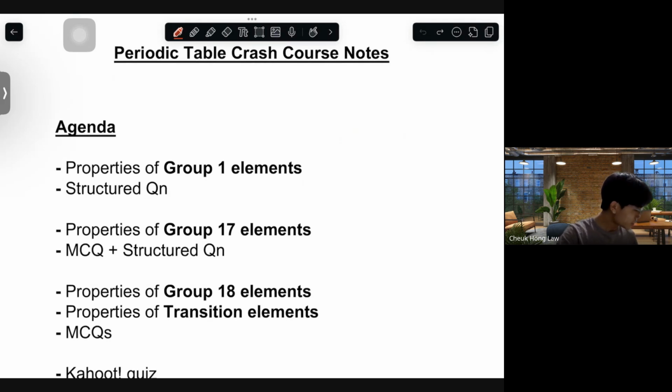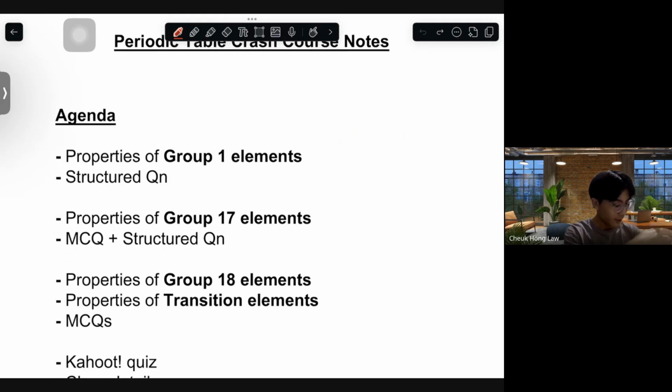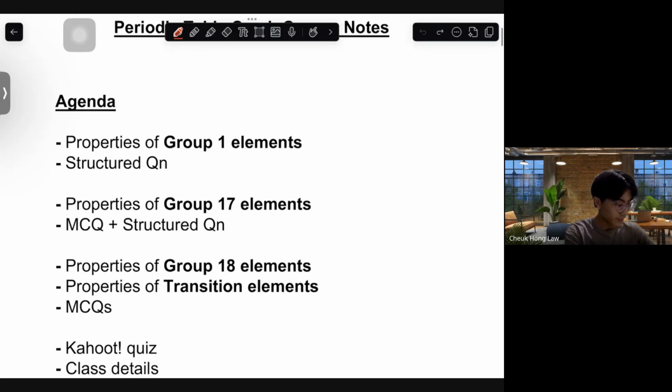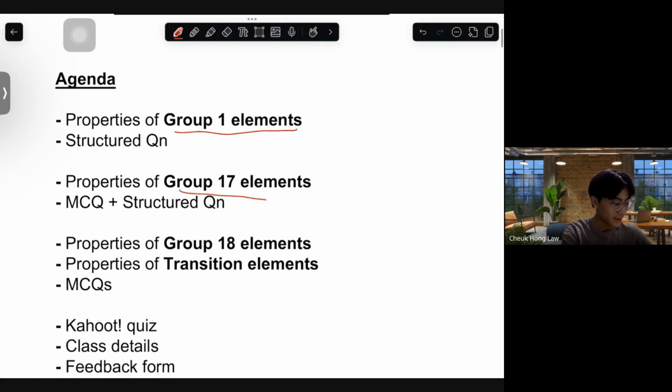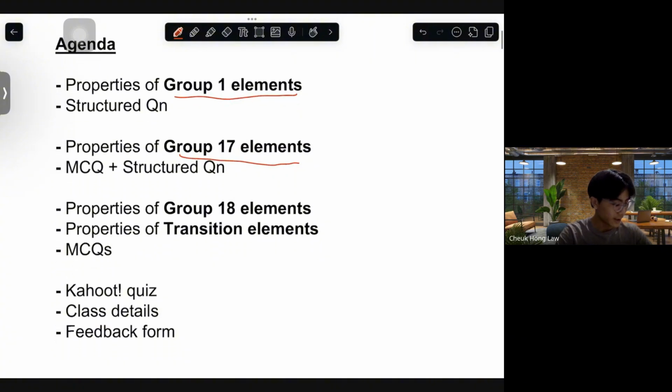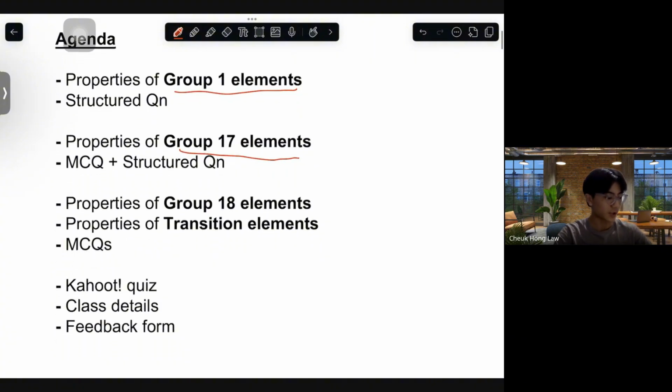So today's crash course is on the periodic table. For our agenda, we'll be going through the properties of group 1 elements. Then there'll be a structured question for you to try. Then properties of group 17 elements. Then after that, MCQ and structured question.